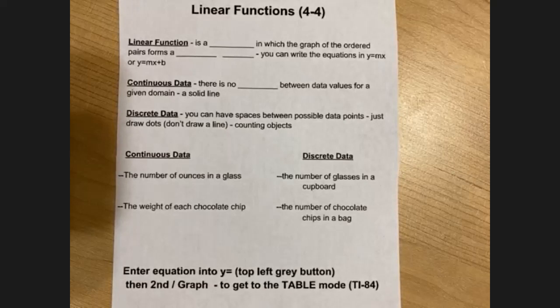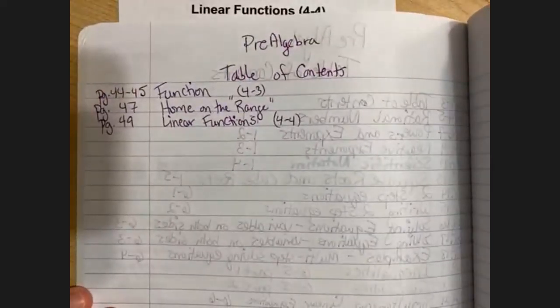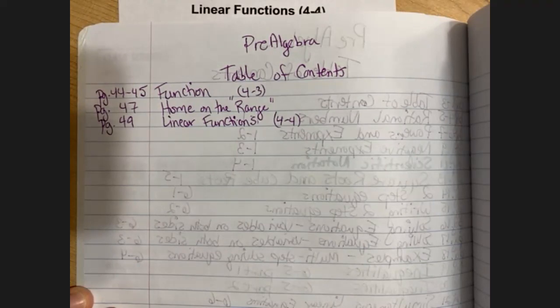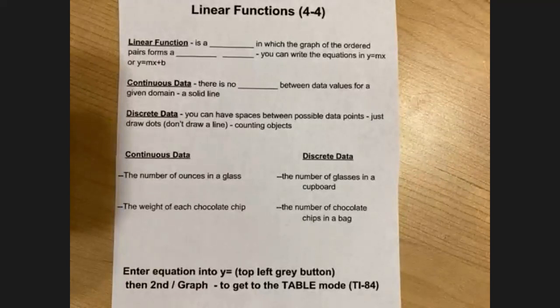Just a reminder, table of contents. I've noticed some of you aren't keeping up with that very well. Go to your table of contents right now and make sure that you have your page numbers listed. I'm on the back side of my first page, so you might be too. Page 44 to 45 was function, 47 was home on the range, and then skipping over to 49. So you should be gluing on the right side of your journal. I'm not going to glue this one in yet. I'm just going to fill in as we go.